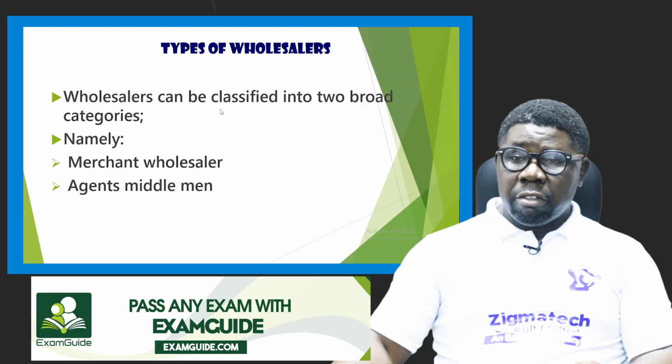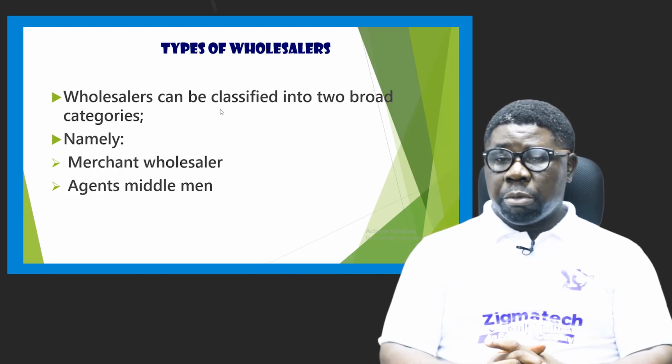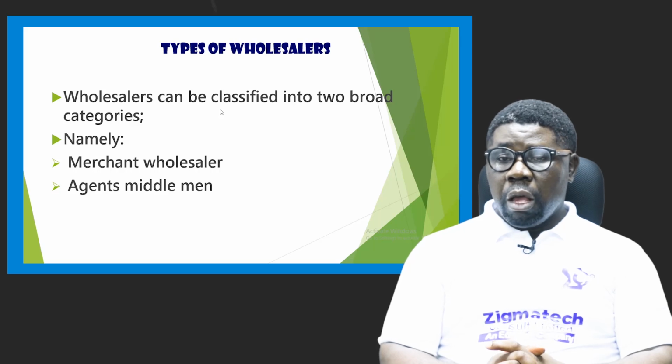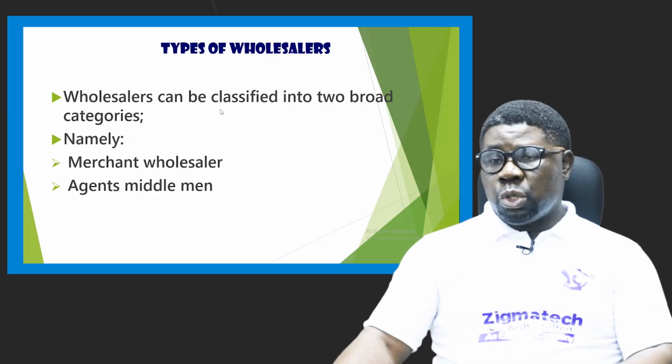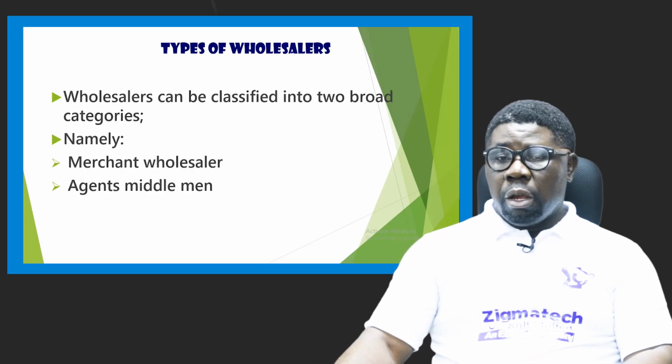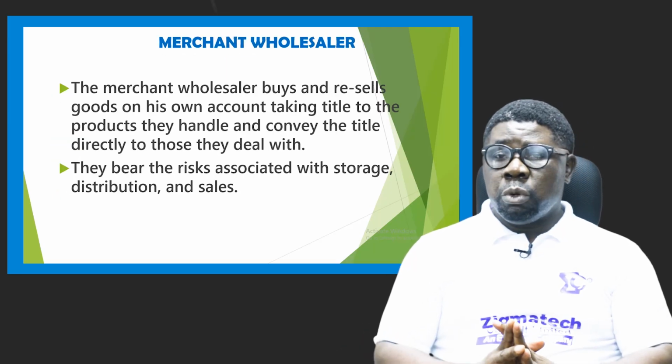We have wholesalers as one of the middlemen, all right? And we have two types of wholesalers, namely merchant wholesaler and agent wholesaler, all right? You can call it agent middleman, all right? So these are the two major types of wholesaler that we have. Now, who is a merchant wholesaler?